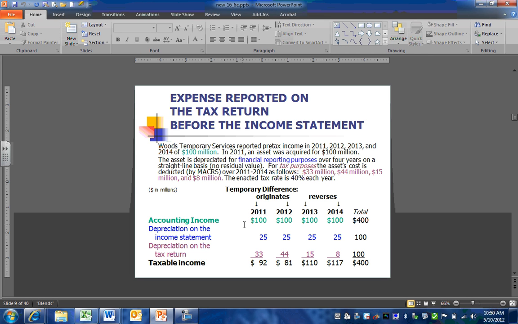In our PowerPoint slides, we show this. So if you go over to either the PowerPoint slide or the example in the textbook using Wood's Temporary Services, you can see that, for example, in 2011, the accounting income is $100,000, and since there is $8 million more on the tax return, 33 versus 25 on the financial statements, the taxable income is reduced because we have more deductions on the tax return than expense on the income statement. Eventually this will work itself out.